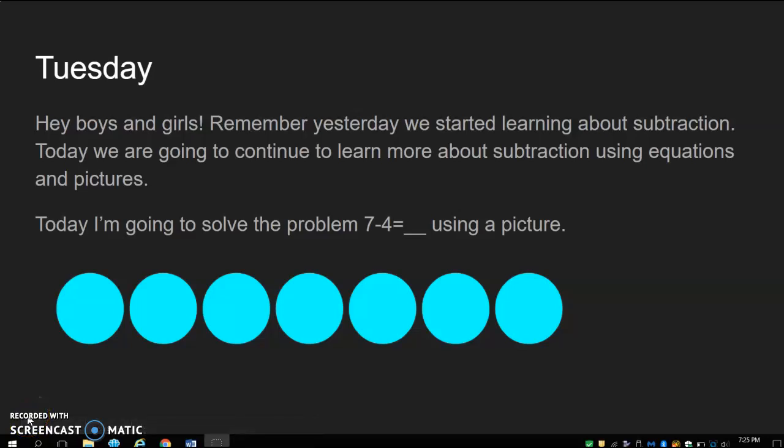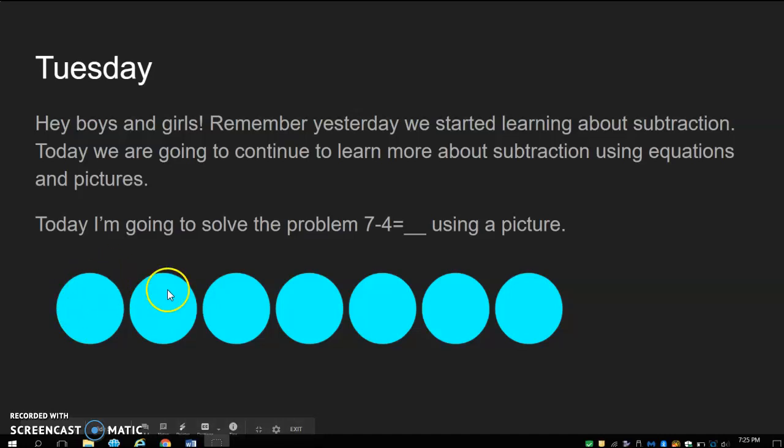So if you remember, yesterday we started to learn about subtraction. Today we're going to continue to learn more about subtraction using equations and pictures for those equations. So today I'm going to solve the problem 7 minus 4 using a picture.